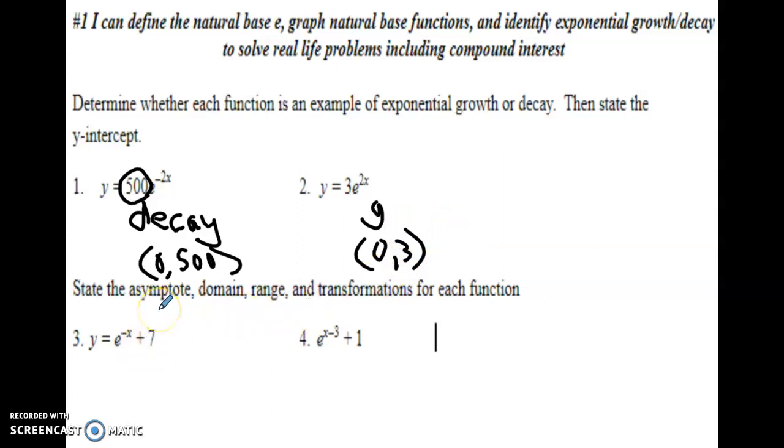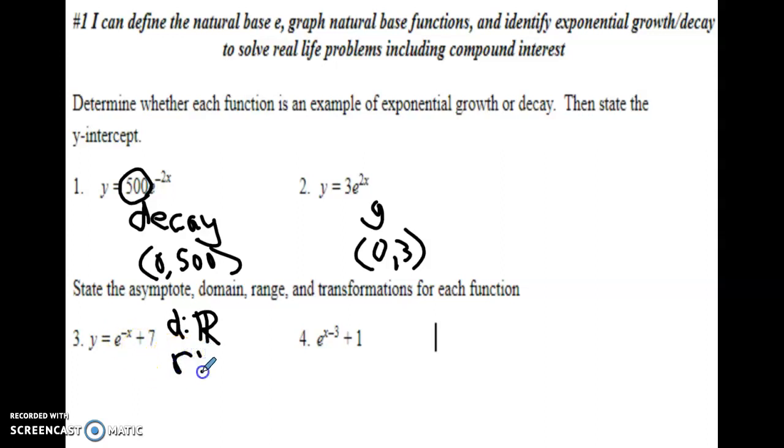Number 3, asymptote, domain, range, and transformation. I'm going to start with the domain and range, just because if I can figure that out, the others kind of make sense to me. So this is an exponential function. It is a decay, but we still know that for all exponential functions, the domain is all real numbers. So even though it's been flipped across the axis and up 7, the domain is still all real.